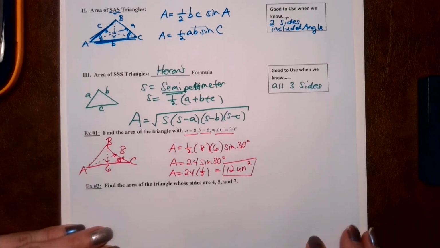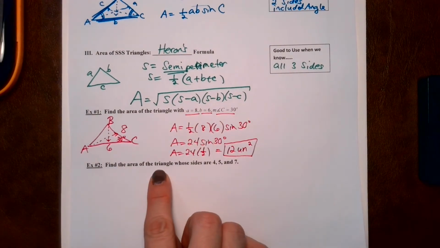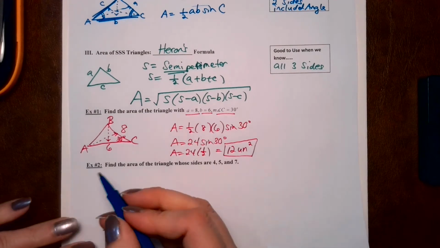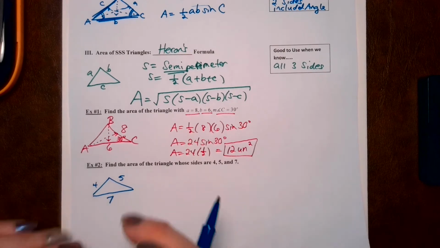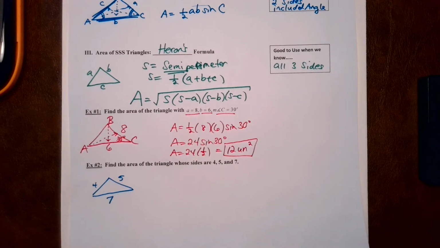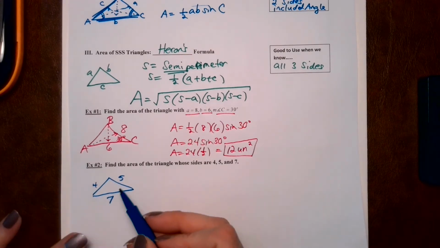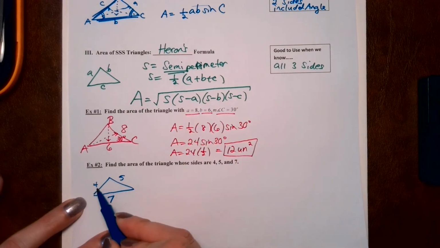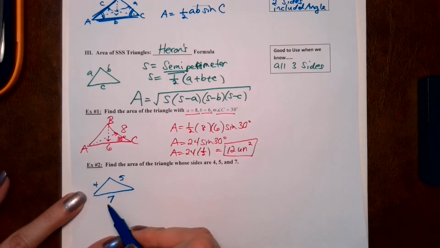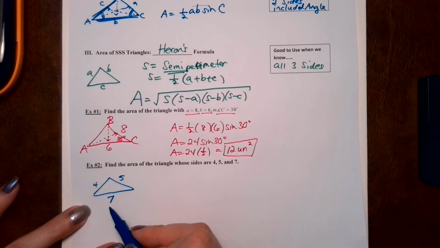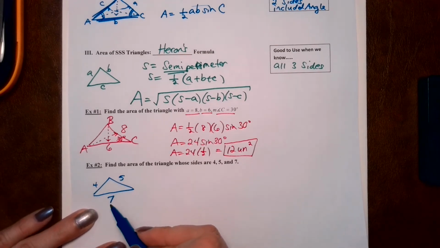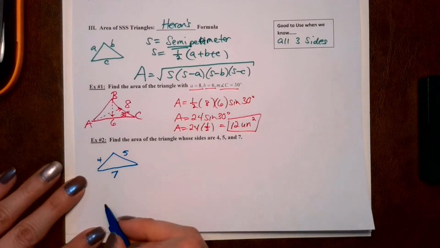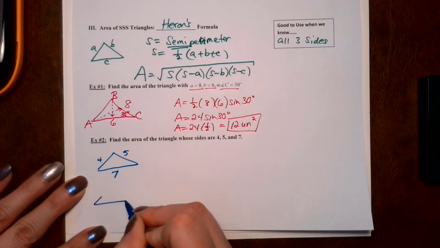Okay, let's go to the next one. Find the area of a triangle whose sides are 4, 5, 7. Okay, does this make a triangle? I just want to make sure you guys remember a rule from geometry. Two sides added together have to be more than the third side alone. Are 4 and 5 more than 7? Yes. Okay, you can't have a triangle where these are smaller than 7.